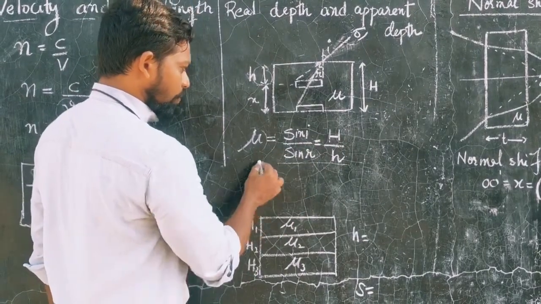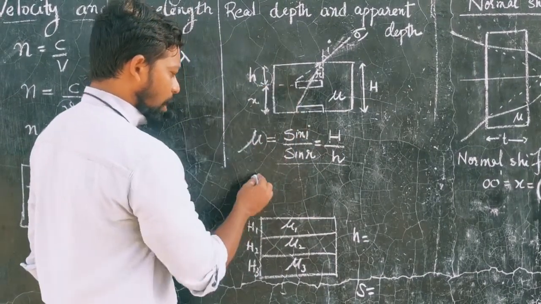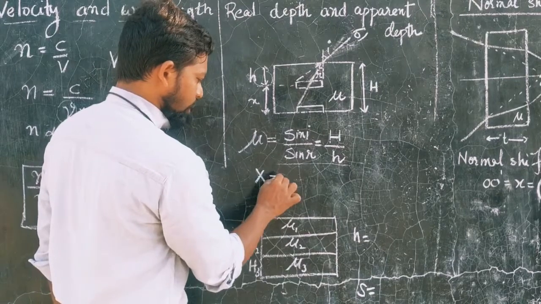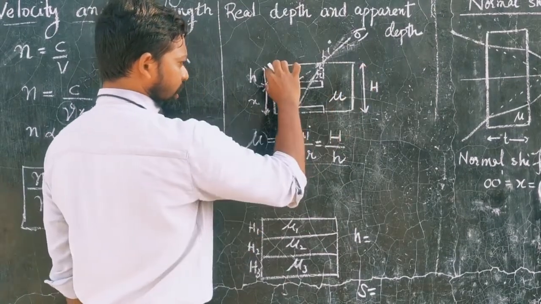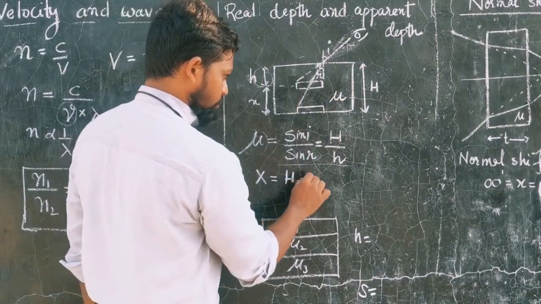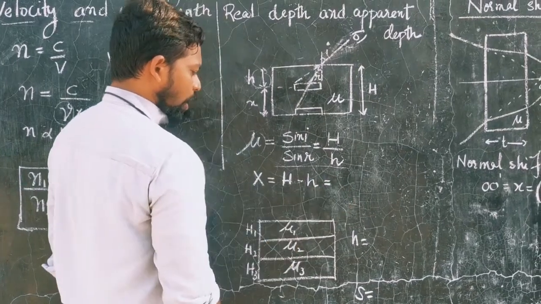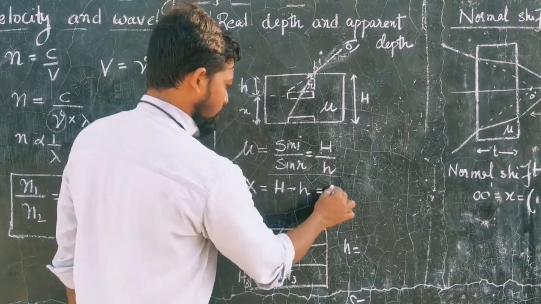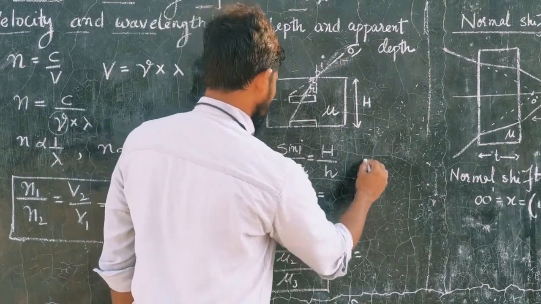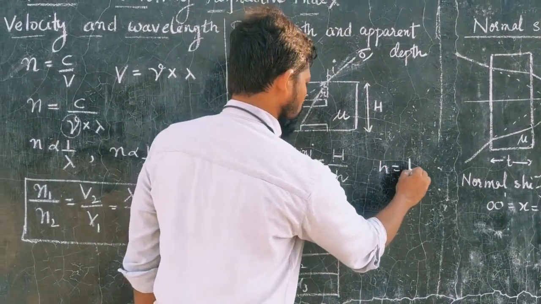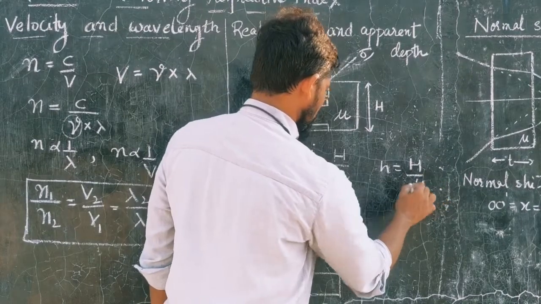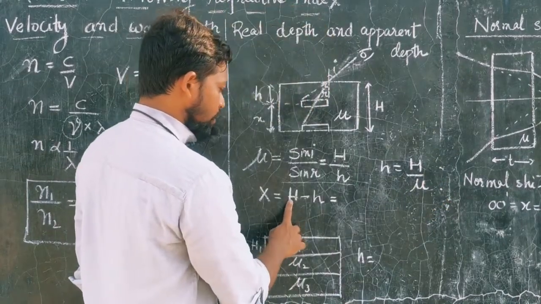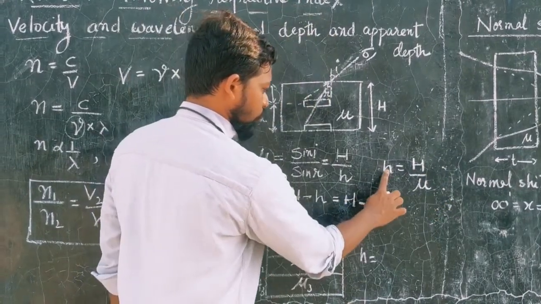So if I want to calculate the shift, how would I calculate? X is equal to this minus this. So from this I can write h is equal to H by mu. The same thing I'll write here: capital H minus small h, and the value of small h is this.